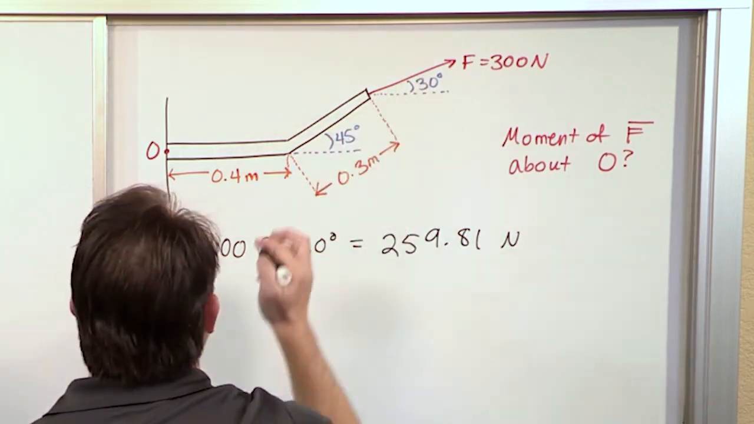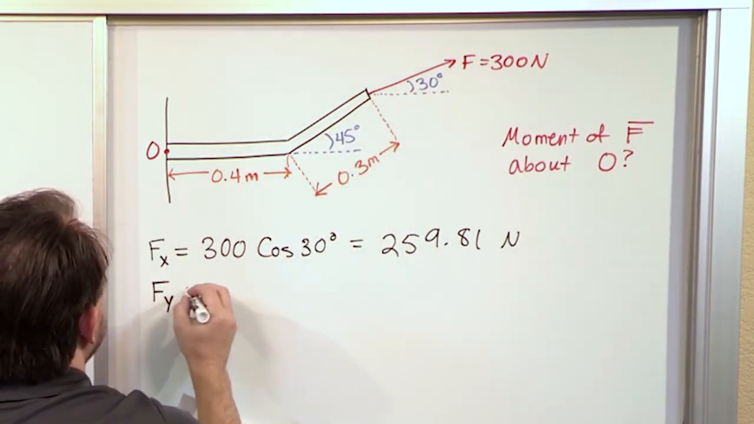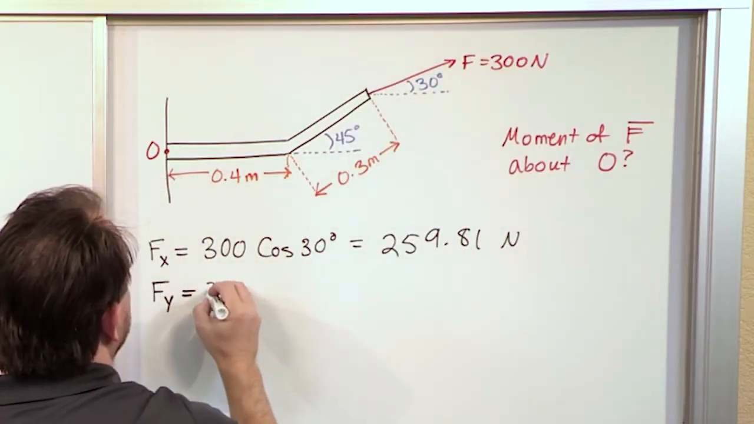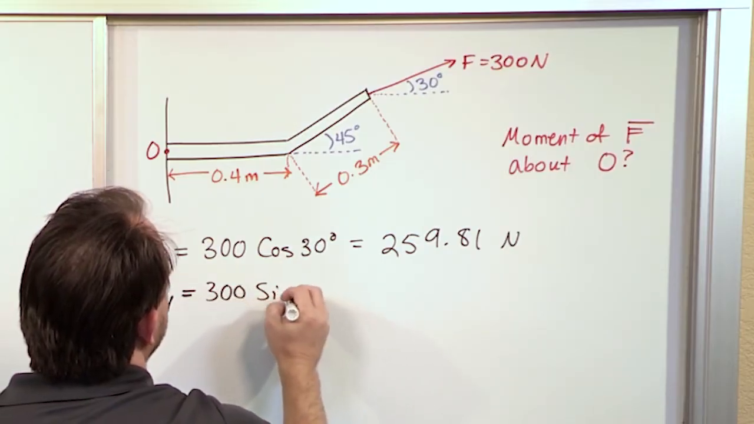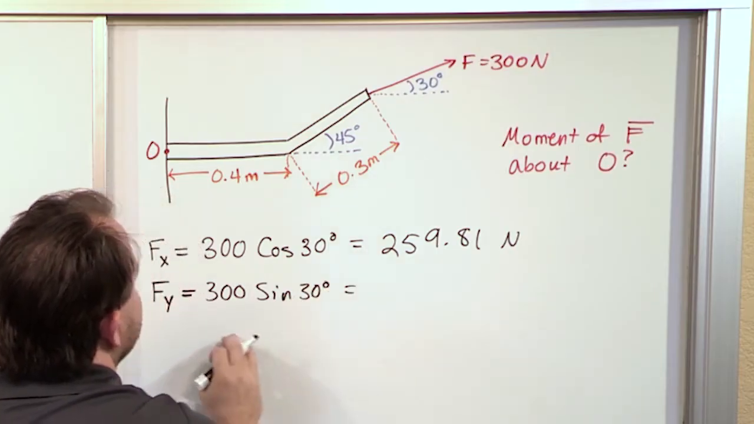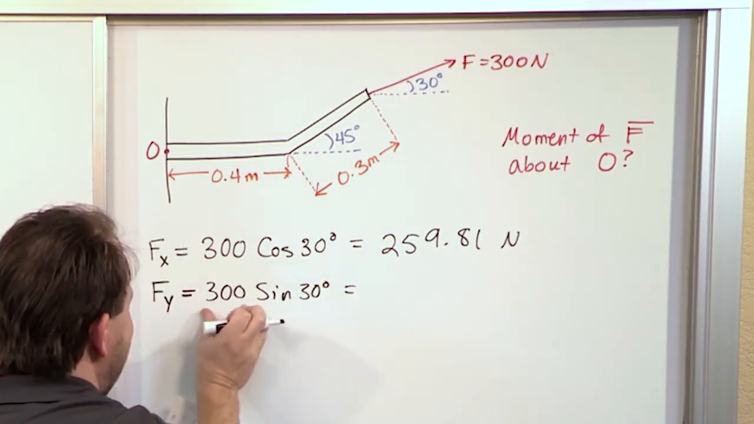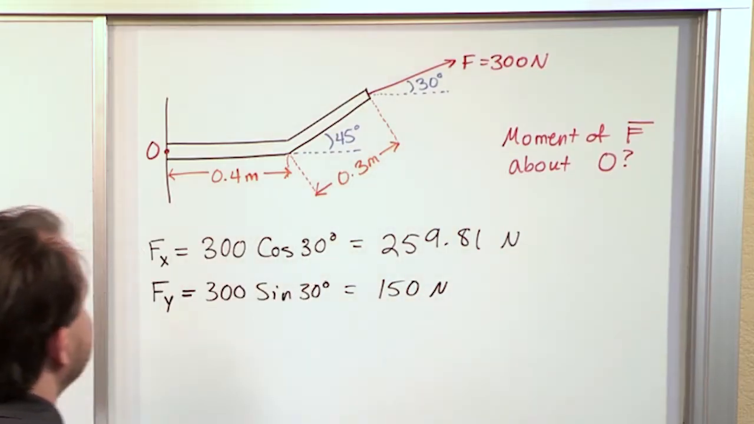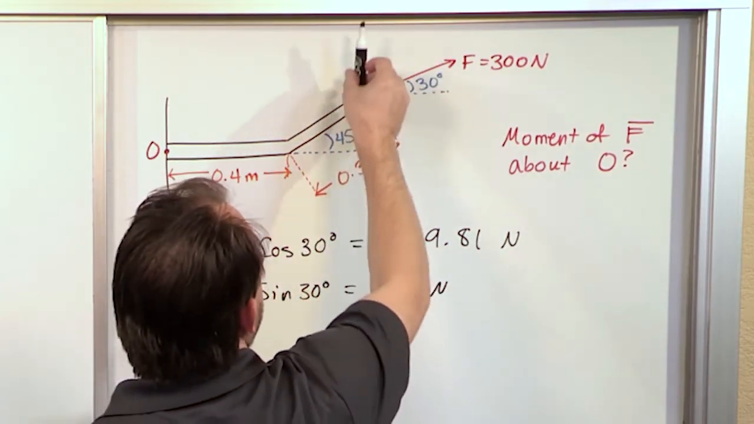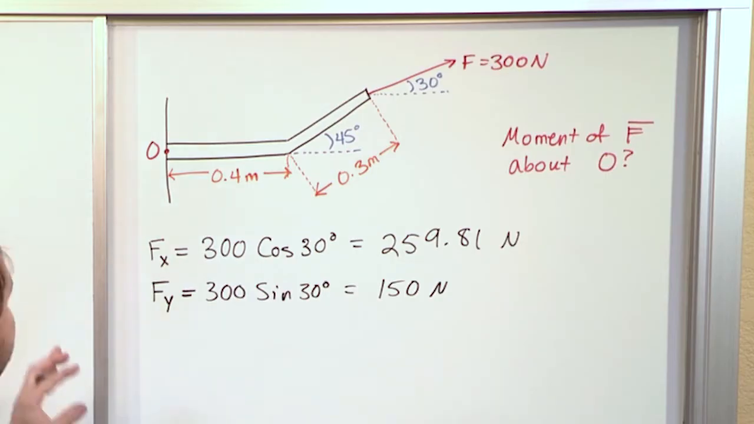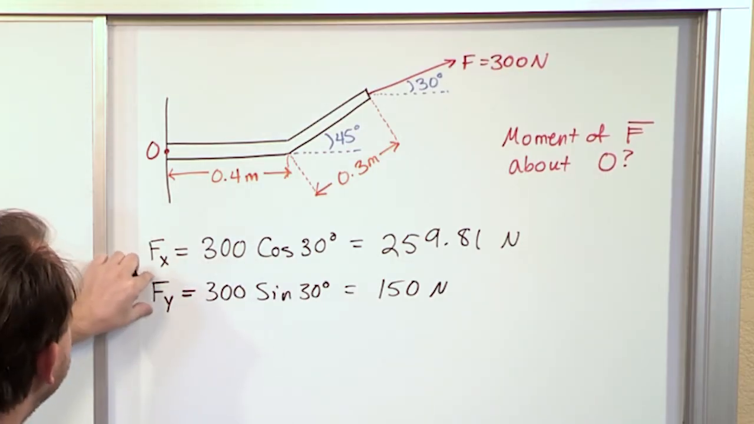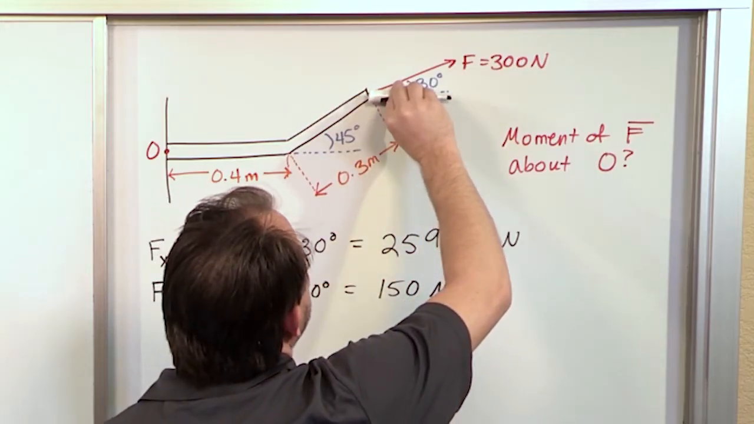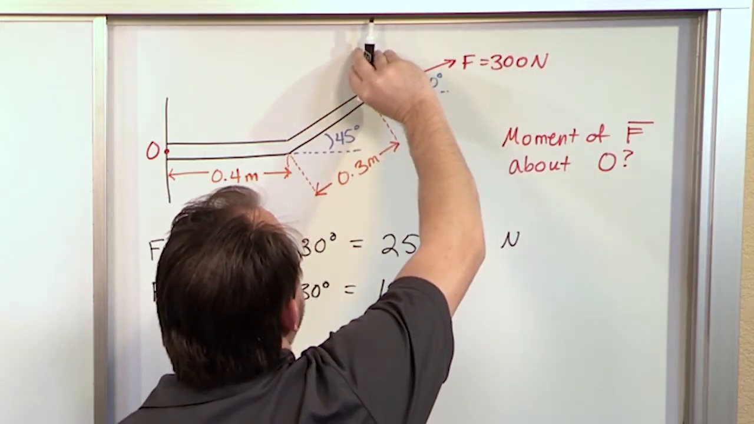And what if I wanted to find the y component of this force? F sub y is 300 times the sine of 30 degrees. So when you do this, sine of 30 is 1/2 times 300, you get exactly 150 newtons acting vertically, because this guy projected up would be in the positive y direction. So we have the x component of F, we have the y component of F, we know the x component is pointed this direction, we know the y component is pointed this direction.